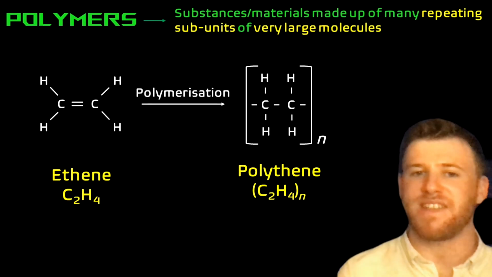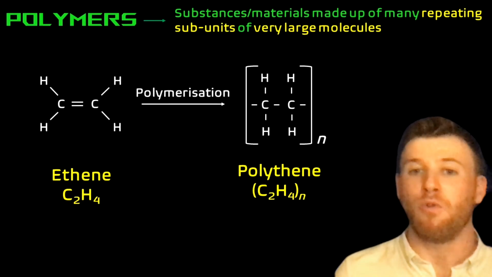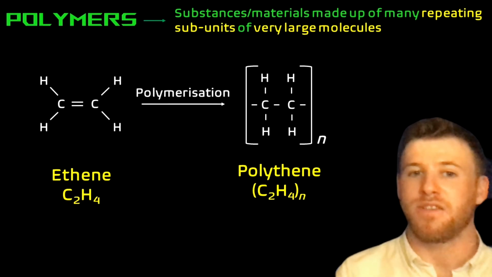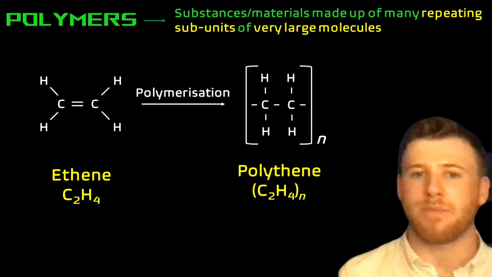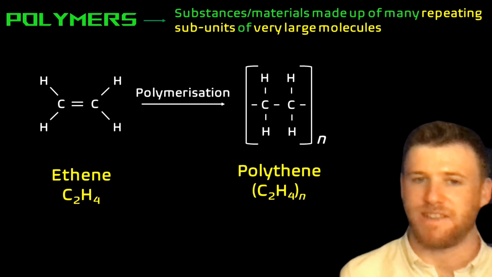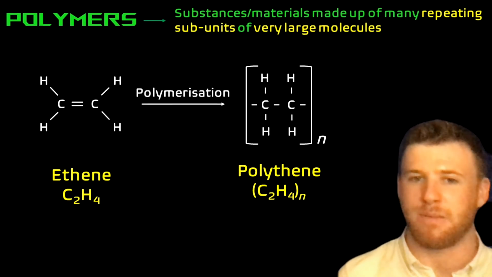And this process of joining the ethene molecules together, or just the smaller subunits together, to form a polymer, like polyethene, like what we've got there, is called polymerization. So when we're forming a polymer, it's called polymerization.